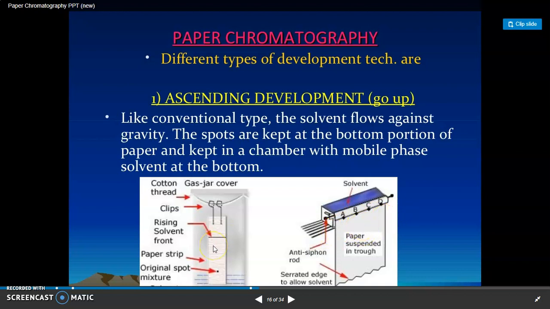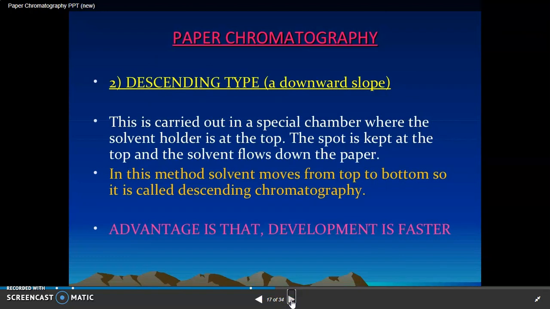So these are the clips. This is the rising solvent which is there. Till here, if the solvent has risen, then you can take out the paper strip, with the original spot mixture, and this is the solvent here, okay. So the method we generally follow is called ascending chromatography.